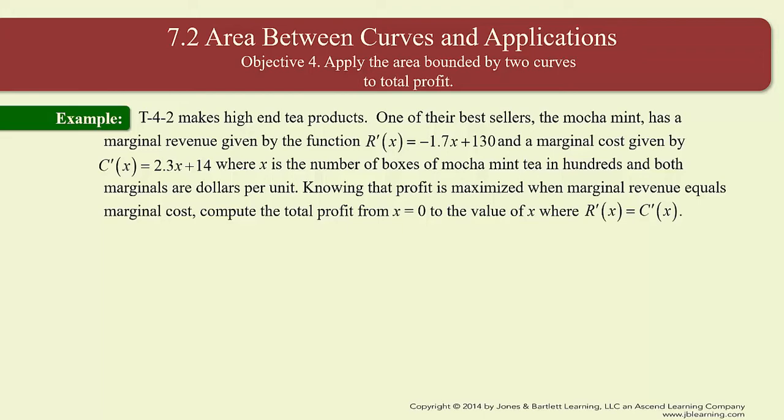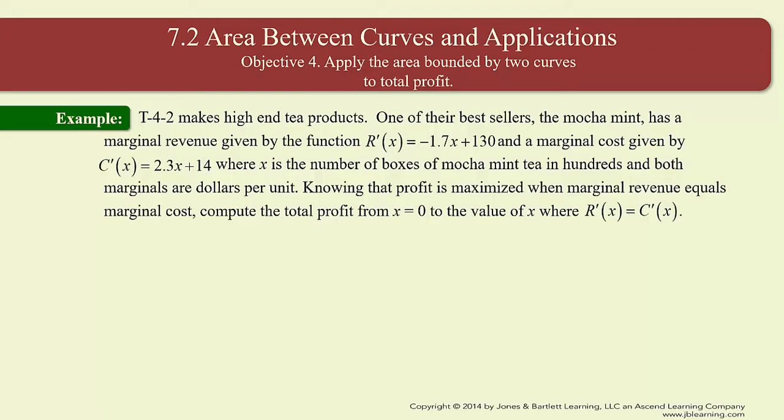Knowing that profit is maximized when marginal revenue equals marginal cost, just reiterating what I said on the previous slide, let's compute the total profit from x equals 0 to the value of x where r prime equals c prime, where marginal revenue equals marginal cost.